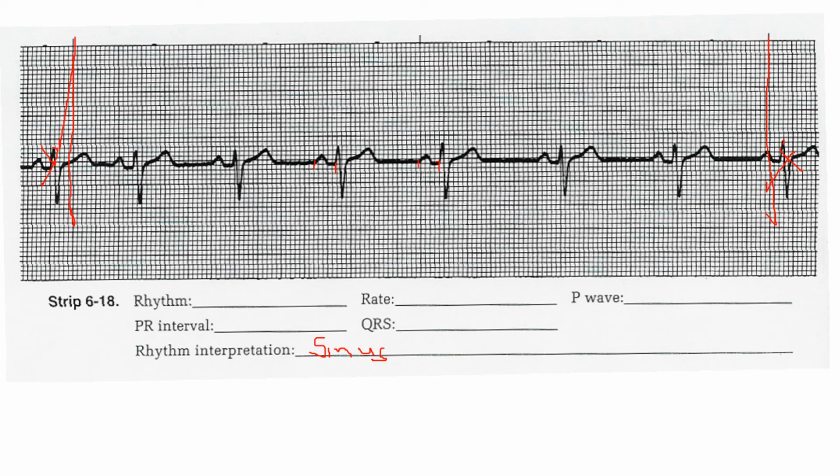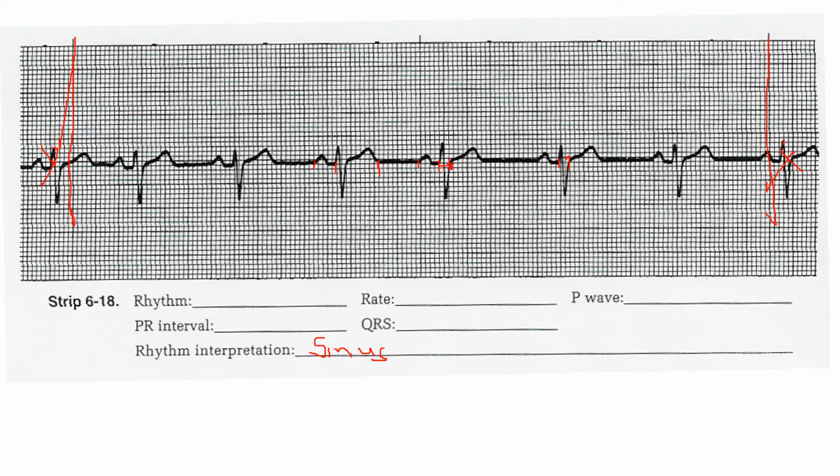It looks like about 4.5 boxes, so 0.16 to 0.18. Your QRS complex looks like it might be about 2 boxes, some maybe even more. This one looks like about 2.5 boxes, so that would be 0.08 to 0.10. Still normal.